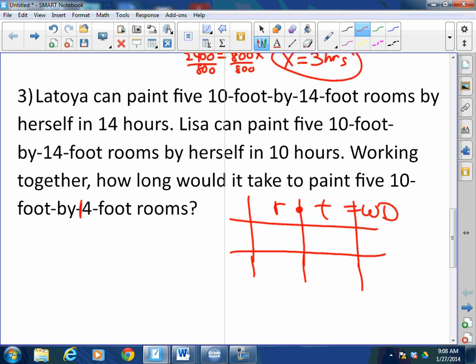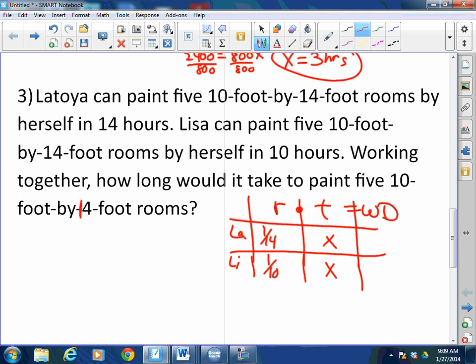Well, LaToya's rate is 14 hours, so 1/14 of the job is done every hour. And that's LaToya. Lisa can paint the same amount of rooms in 10 hours, so her rate is 1/10 of the job per hour. Okay? Working together, how long would it take?